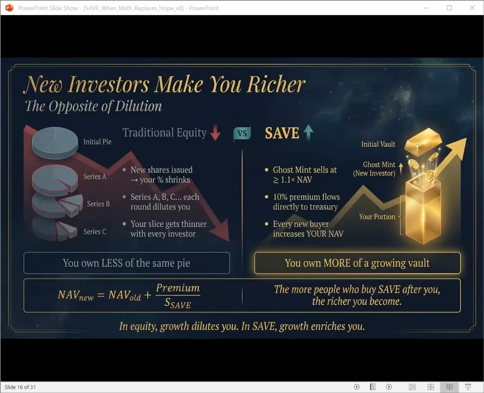The more people who buy SAVE after you, the richer you become. This is not a side effect. It is the core mechanism. Ghostmint is designed so that the growth is accretive, not dilutive. Every new dollar that enters the system makes every existing dollar worth more.